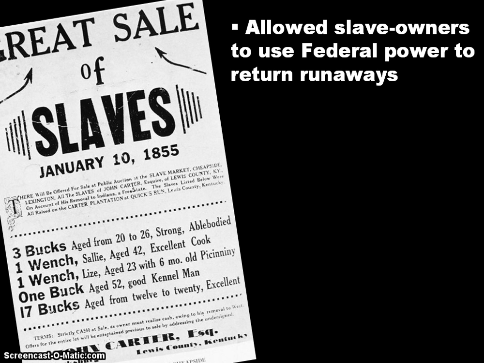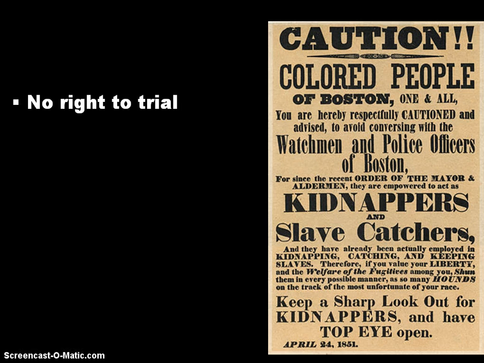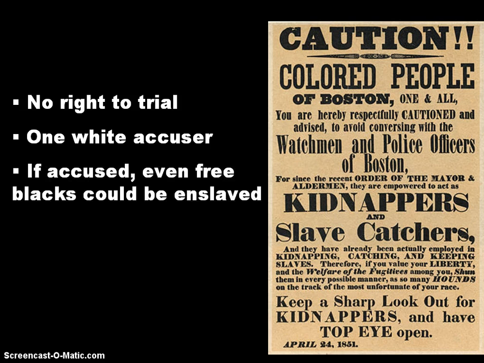With this, in an attempt to please the slave state supporters, because remember, California is coming in as a free state, slave owners can now use federal power to return runaways. They don't have a right to trial. It just takes one white accuser. And if accused, even a free black could be enslaved, and it divides the Whig Party.